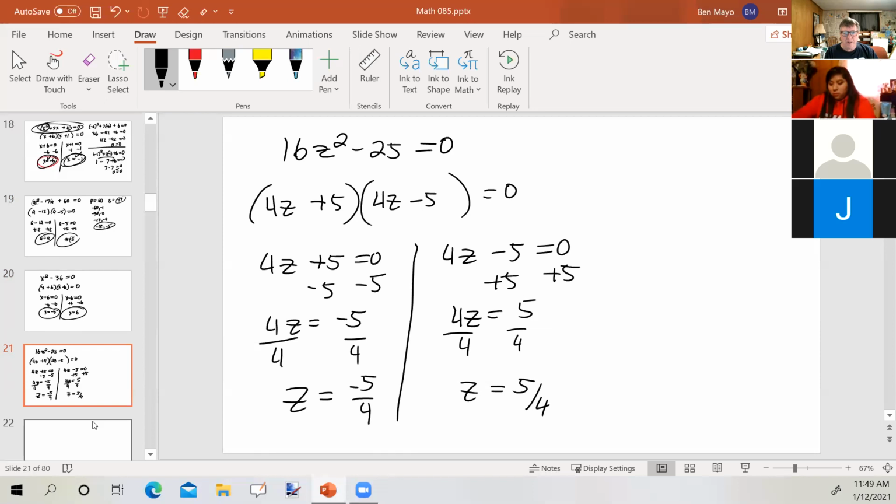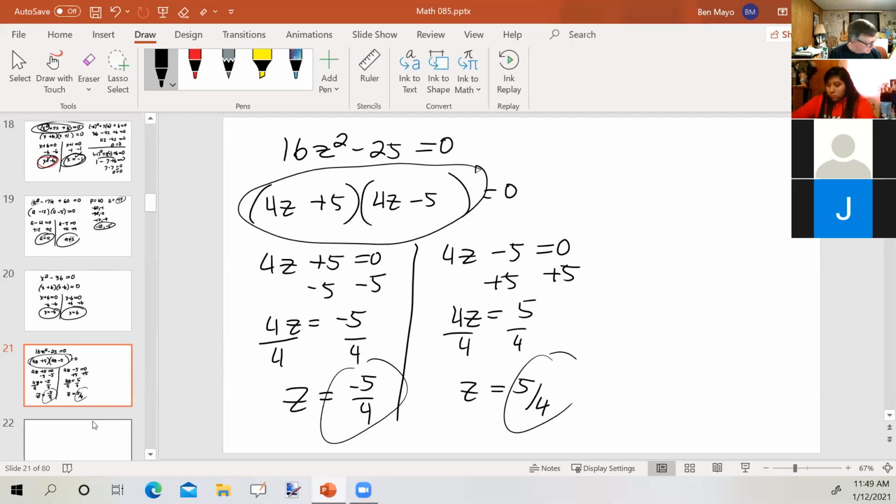So z equals negative 5/4 and z equals positive 5/4. Something to note, whenever we've got the difference of two squares like that, our two answers are going to be opposites of each other, one positive and one negative. That's going to happen. All right, let's go on.